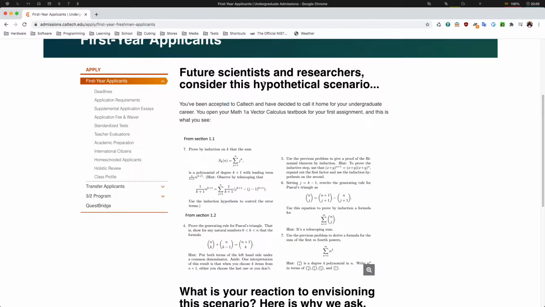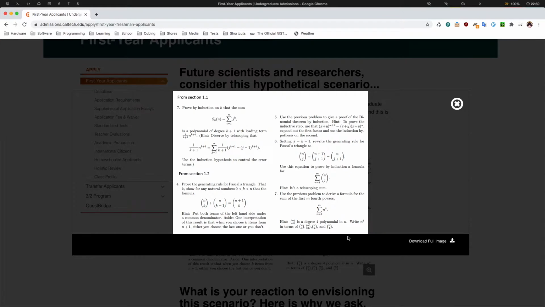Okay, so Caltech recently released their early action decisions, so we're on their website. Future scientists and researchers, consider this hypothetical scenario. Open your vector calc textbook for the first time. Well, let us open our vector calc textbook and see what happens.